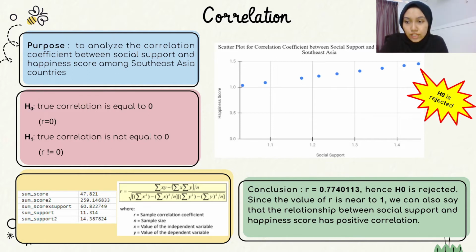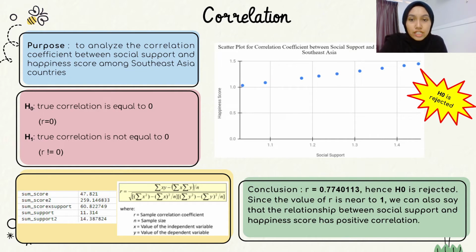As you can see, we have the sum of score squared, sum of score times support, which is xy, sum of support, and sum of support squared. These are all important to put into the Pearson formula, and the result of this test is r equals 0.7740. Hence, our null hypothesis is rejected.